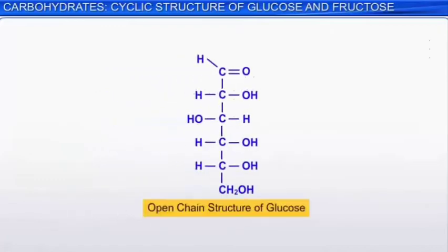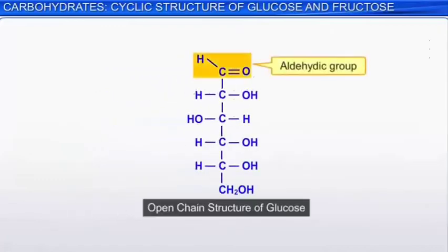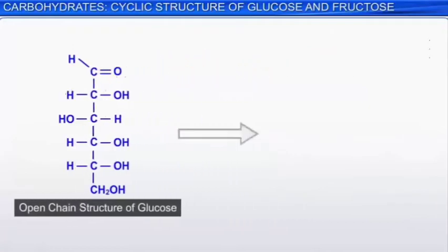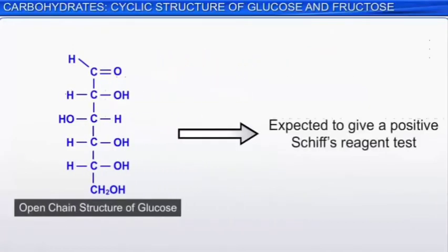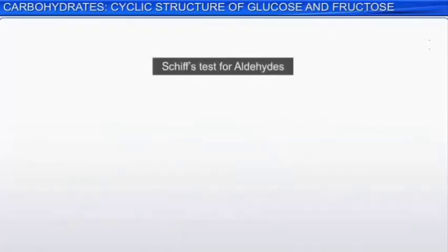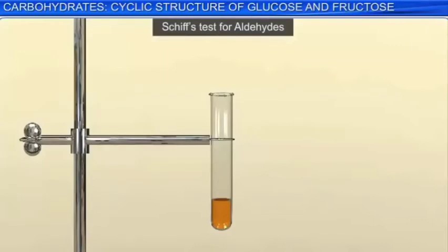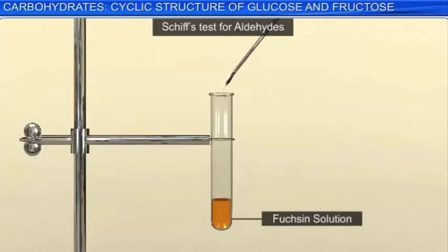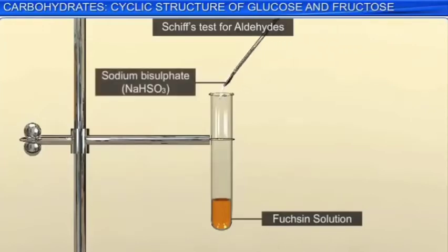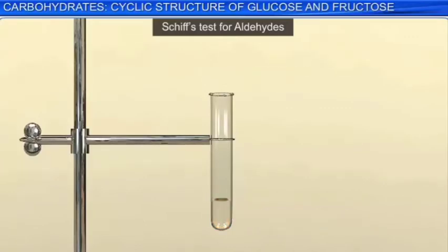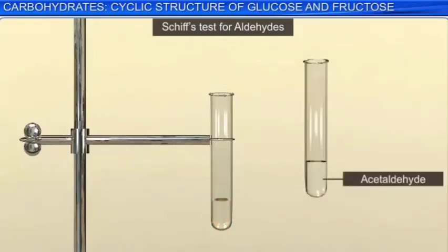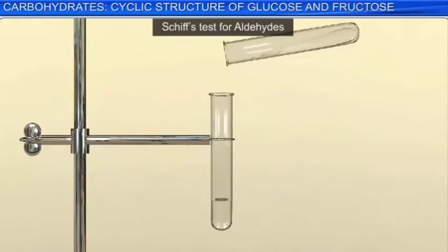The open chain structure of glucose has an aldehydic group. Hence, it is expected to give a positive Schiff's reagent test. However, it doesn't. Note that in Schiff's test, an orange-colored solution of fuchsin is prepared and then decolorized by reacting it with sodium bisulfite. If an aldehyde is added, such as acetaldehyde, then the solution will turn a vivid purple.